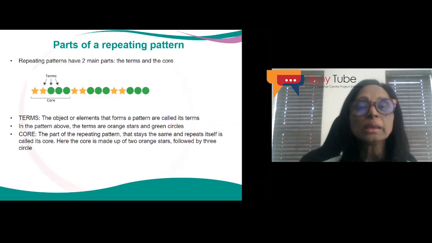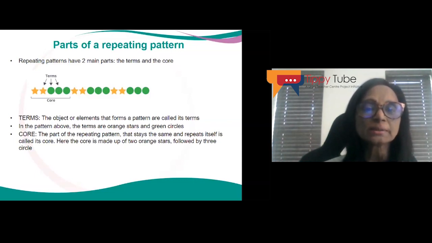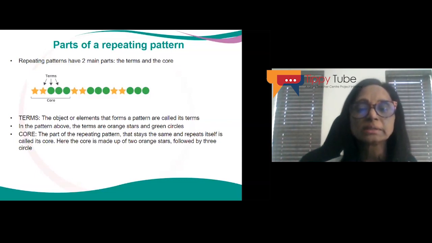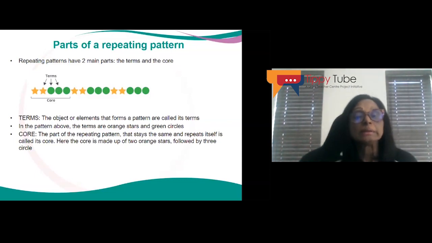So in the example that I've given you here, you see that there are 2 stars and 3 circles. So your terms are your 2 stars and your 3 circles. In the pattern above, the terms are orange stars and green circles. That's your terms, orange stars and green circles.